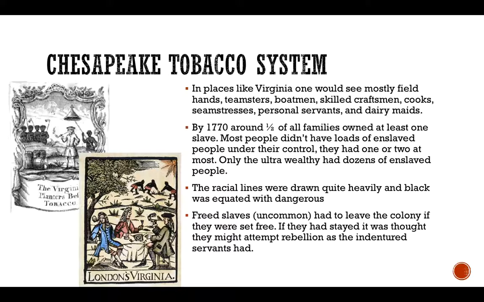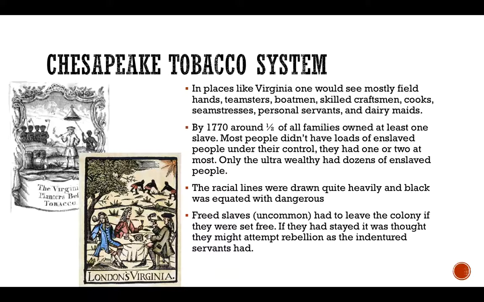By 1770, around half of all the families in the Chesapeake tobacco region owned at least one enslaved person. Most people didn't have multiple slaves under their purview because they didn't have that much money. And most people didn't have that much land where they would need more than one or two people to help them work their land properly. Only the ultra wealthy class had more than 10, more than a dozen slaves.